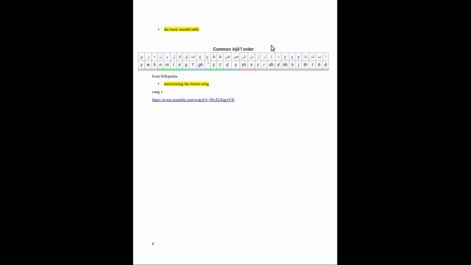So for example, let's read this one really quick. So the basic sound is a, b, t, th, j, ha, ch, d, th, r, z, s, sh, s, d, t. This is kind of difficult. L, a, ch, r, f, q, k, l, m, n, w, y. Kind of like that. So don't worry, that's not really important. Just memorize these. It's not complicated.